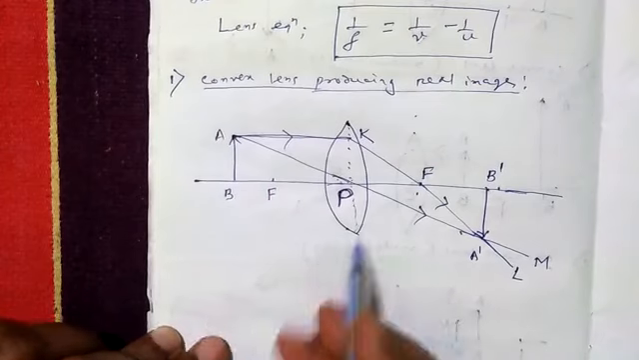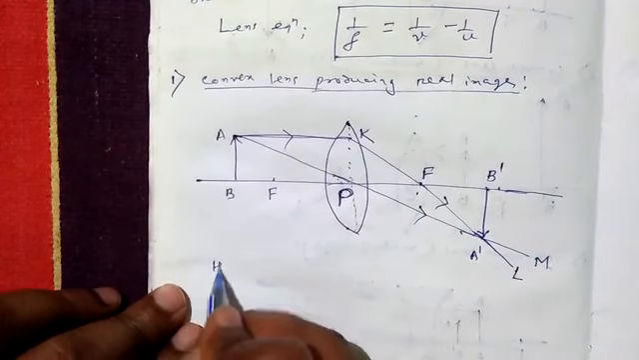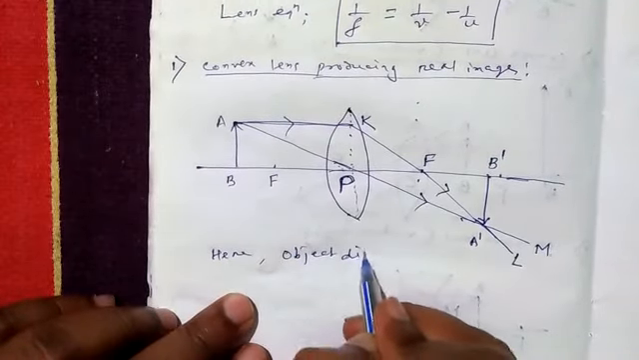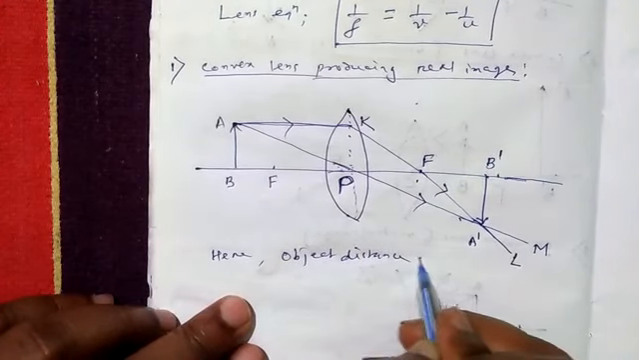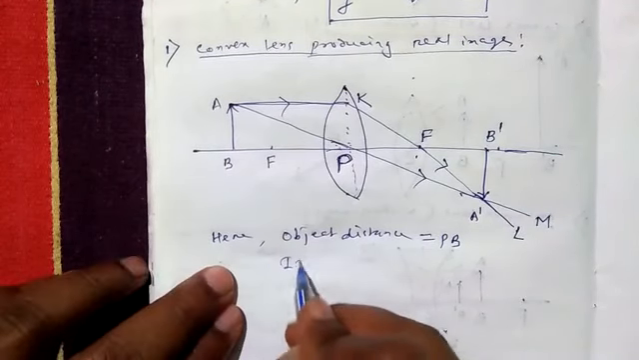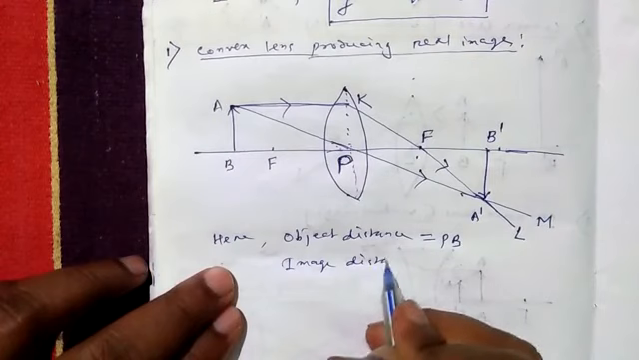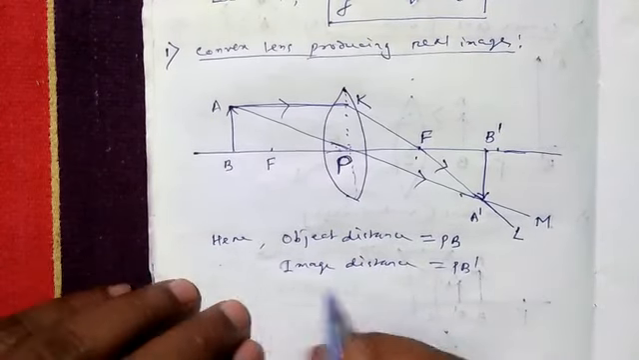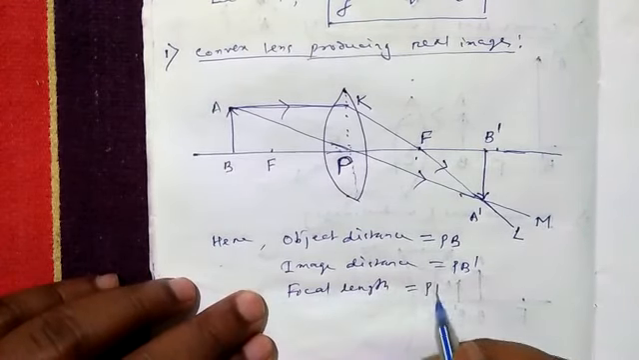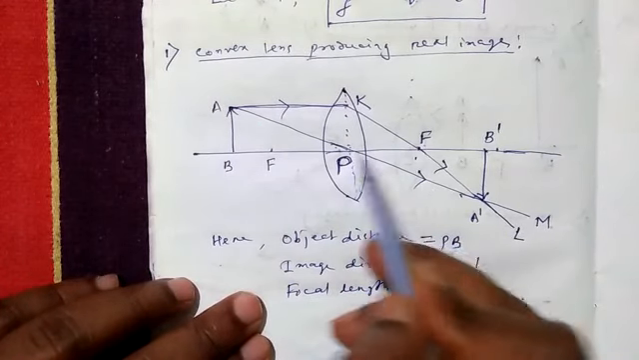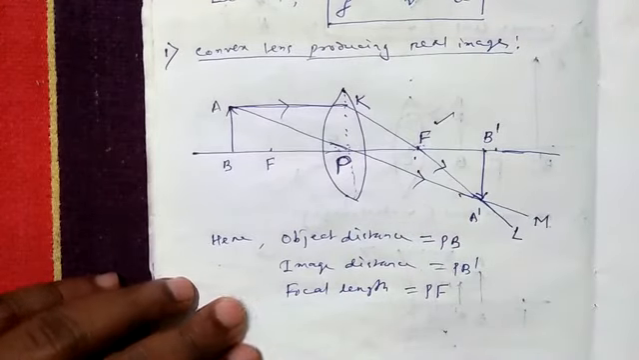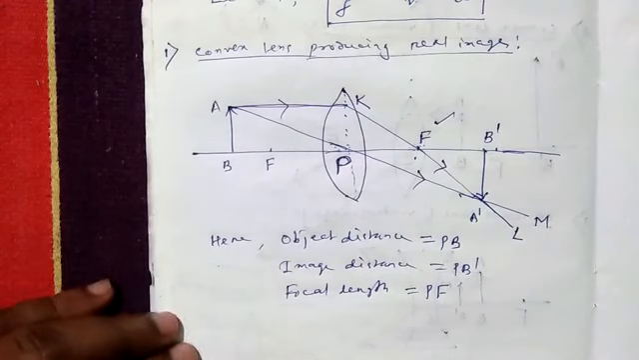Now here object distance is equal to PB, image distance is equal to PB dash, focal length is equal to PF. This is focal length PF. This focus is considered real focus. Focal length is equal to PF.